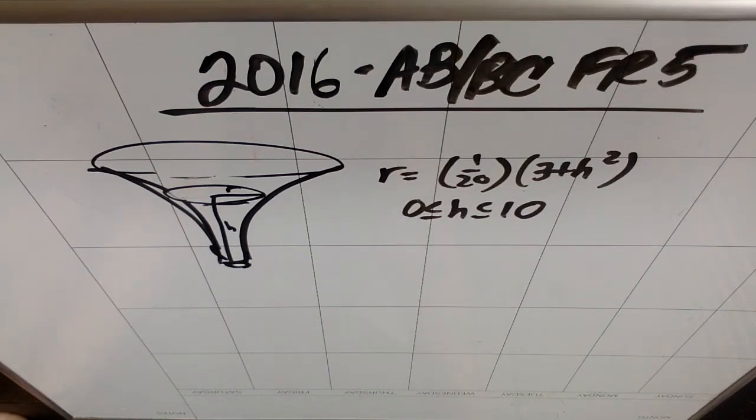Here back at AP Review. This is 2016 AB BC Free Response 5.